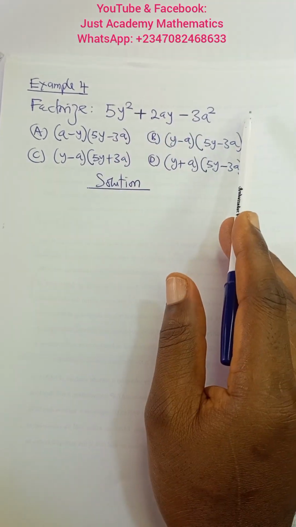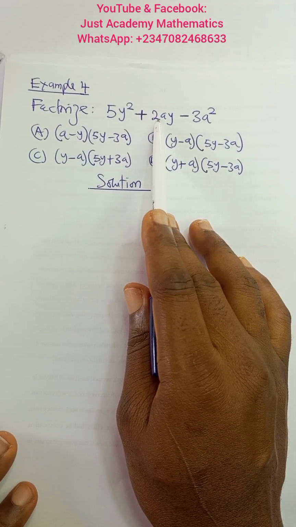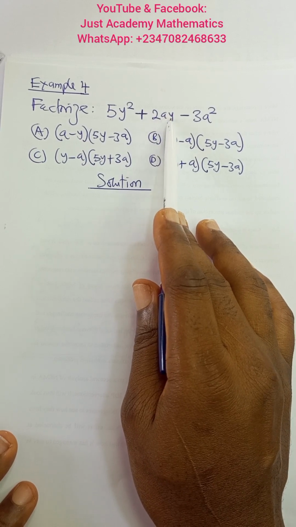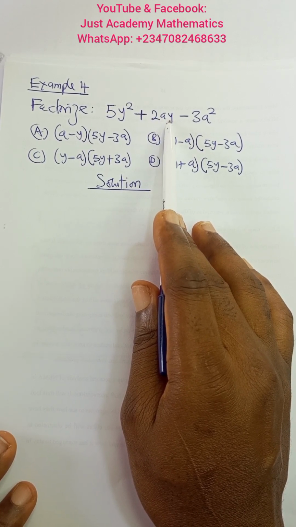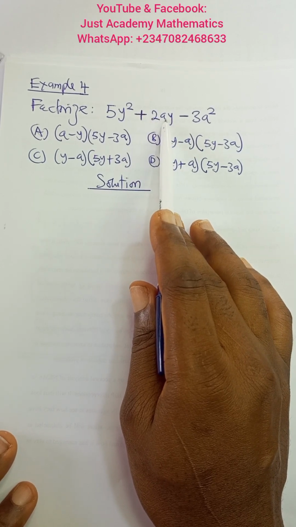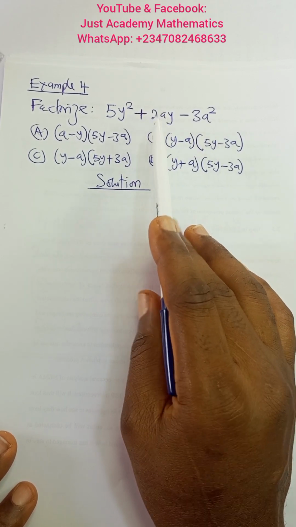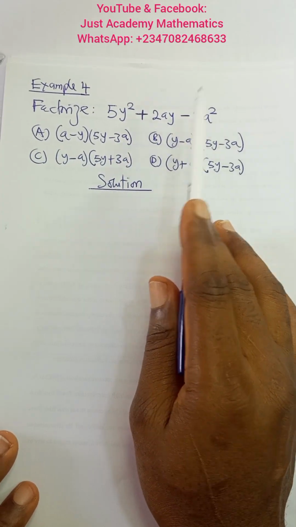Then we can group them in pairs. So how do you know what to use to split this one? Because, for instance, ay plus ay is 2ay, and 3ay minus ay is also 2ay. How do you know the combination to use that will work in this factorization? Simple.